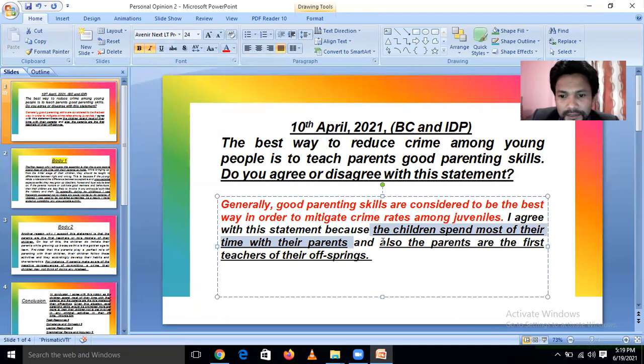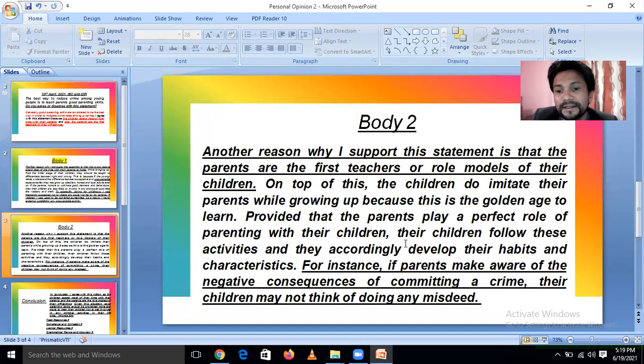And also the parents are the first teachers of their offspring, the second point. The parents are the first teachers of their offspring, and the children spend most of their time with their parents. I have two clear points here that I'm going to discuss in body 1 and body 2. Let's go on to body 1.